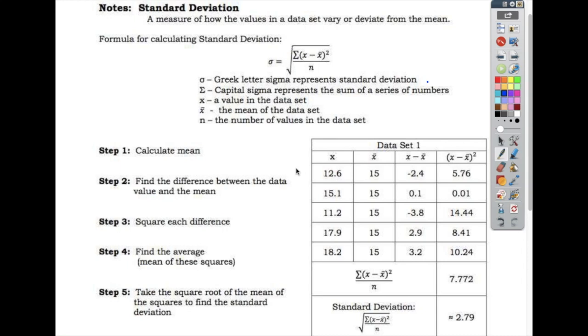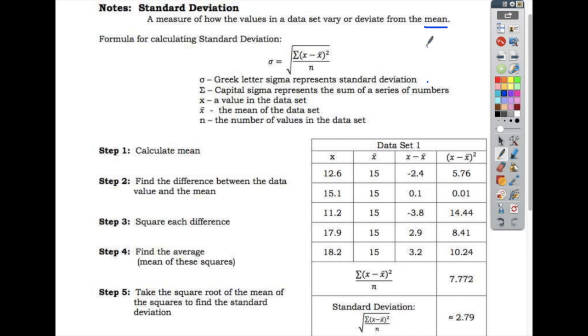In this video, we're going to learn about standard deviation, and we're also going to talk about variance, which is a number that we will find on our way to calculating the standard deviation. So to start, standard deviation is a measure of how the values in a data set vary or deviate from the mean. We've already talked about the mean and we know how to calculate it, and the mean is a measure of center. Standard deviation is a measure of spread.